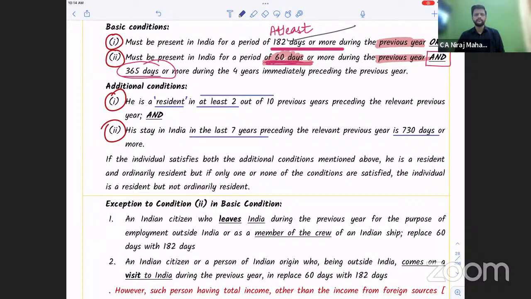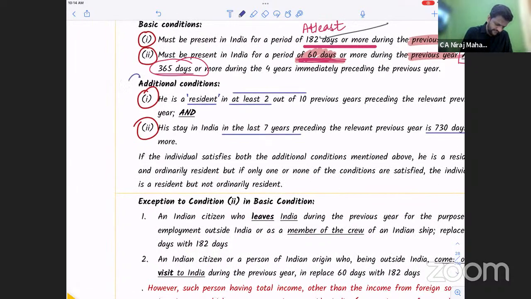Now, if both the additional conditions are satisfied, he is what? ROR. If only one is satisfied or none is satisfied, RNOR. Additional conditions decide resident: ROR or RNOR.